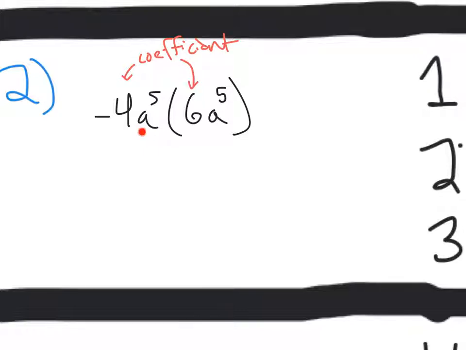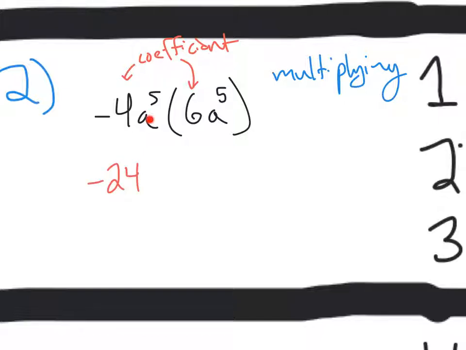When we are multiplying, remember, numbers next to numbers with parentheses, like that, this implies multiplication. We're multiplying. Here we just multiply the coefficients like regular numbers, right? -4 times 6. Okay, so what's -4 times 6? Those are regular numbers. We can multiply them. -4 times 6 gets you -24.